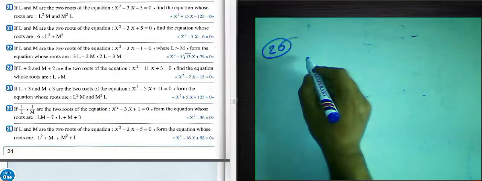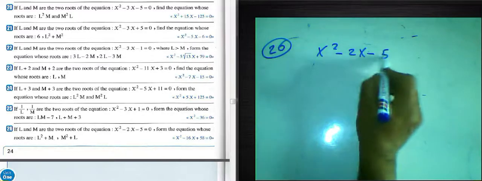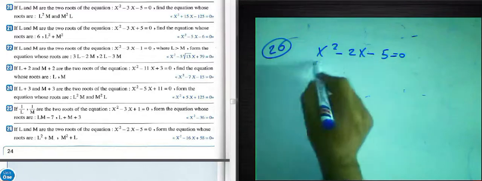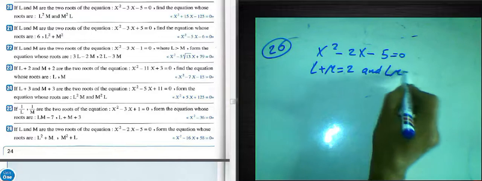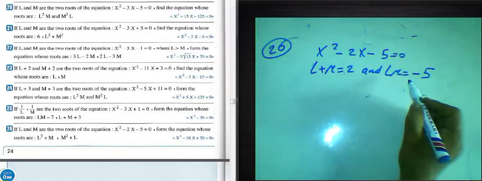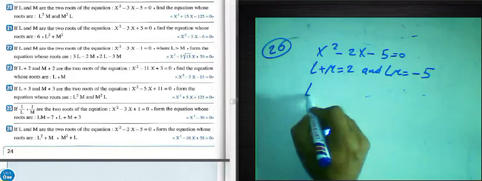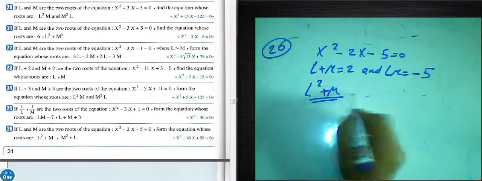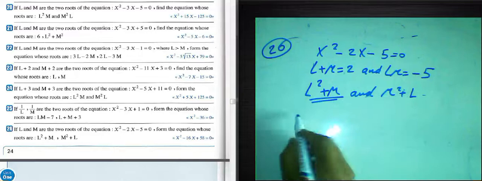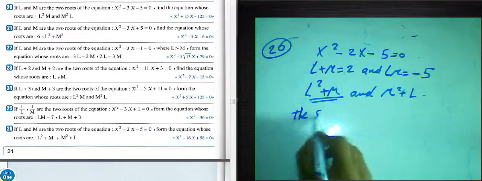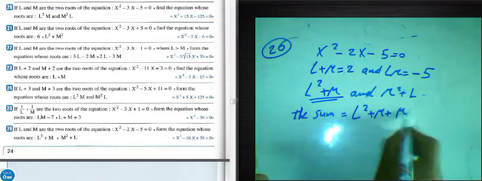If L and M are two roots of the equation x power 2 subtract 2x minus 5 equals 0, we know L plus M equals 2 and LM equals negative 5. We want to form an equation whose first root is L power 2 m and whose second root is m power 2 plus l. First we find the sum, which equals L power 2 m plus m power 2 plus l.